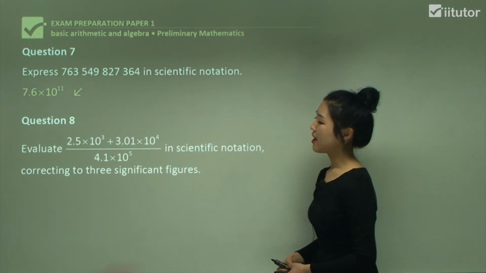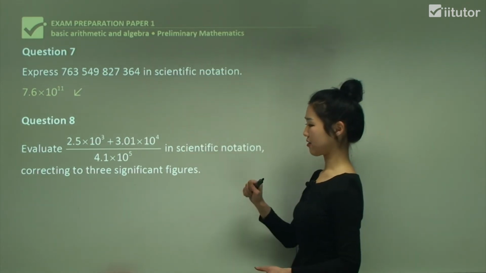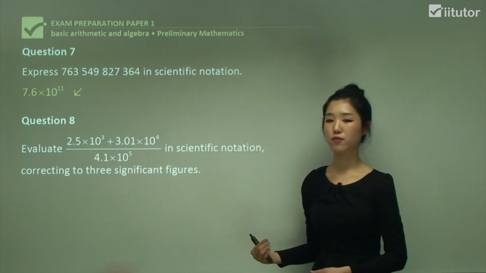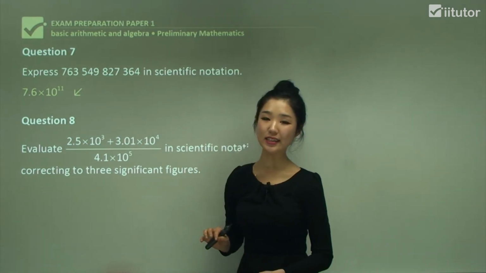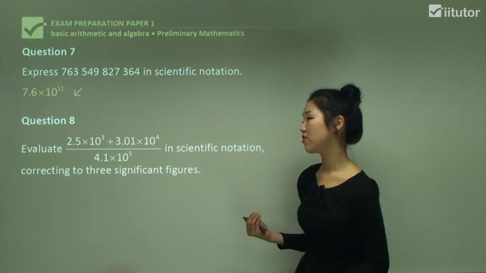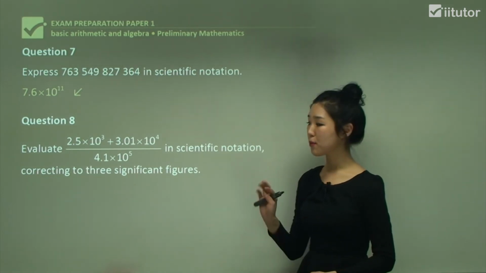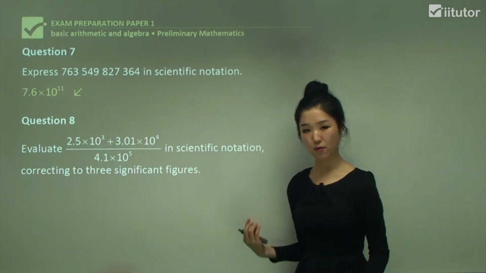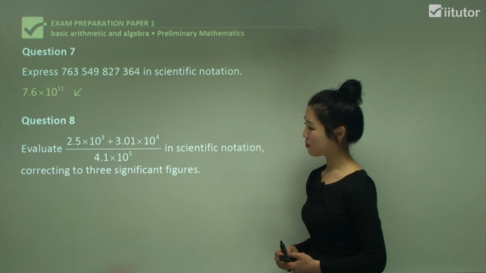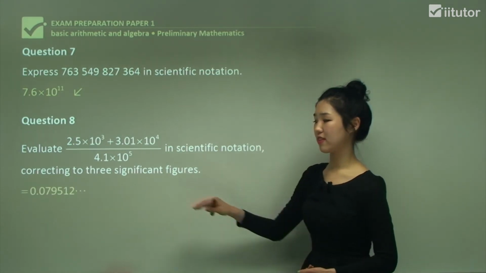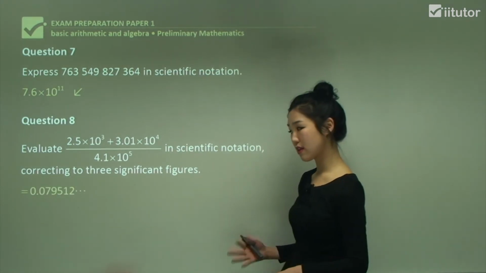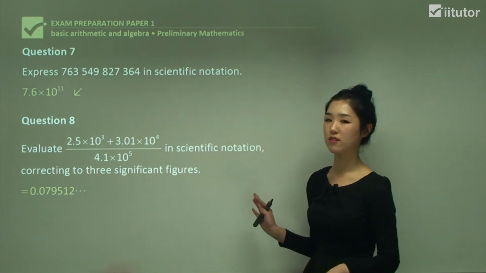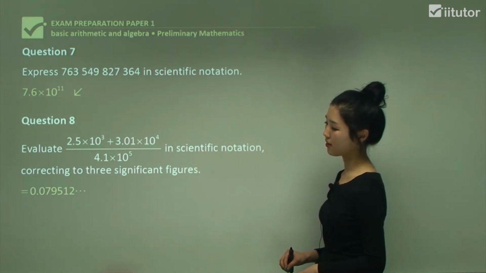Now question 8. Evaluate this whole fraction in scientific notation correcting to 3 significant figures. Guys, I want you to just pause for a sec and put that in your calculator and see what you get. This question, you should use your calculator. So put that in nice and carefully and see what your outcome is, and then check with my answer. Okay? So put that in and you should get something like this, 0.0795 blah blah blah. So just check. If you haven't got that, you've probably done something wrong. So make sure you practice doing that in your calculator.